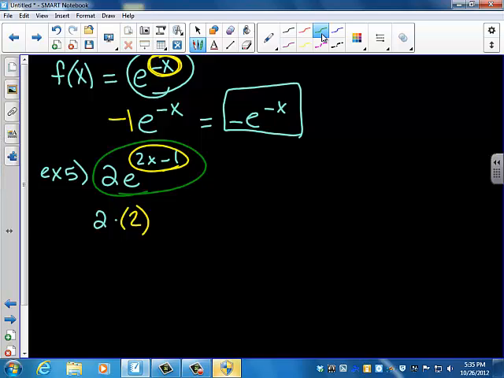Well, how do I get the derivative of the entire thing? It is just, again, e to the 2x minus 1. I'm just talking about this part. My apologies. Okay, now multiply everything together. 2 times 2 is 4e to the 2x minus 1.